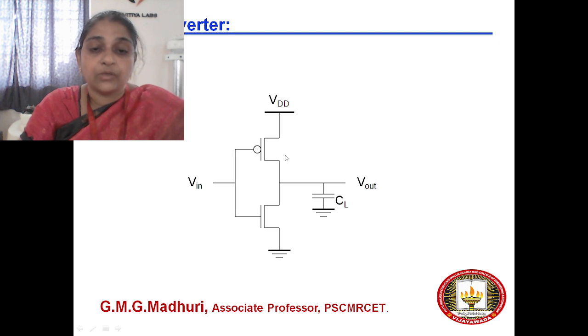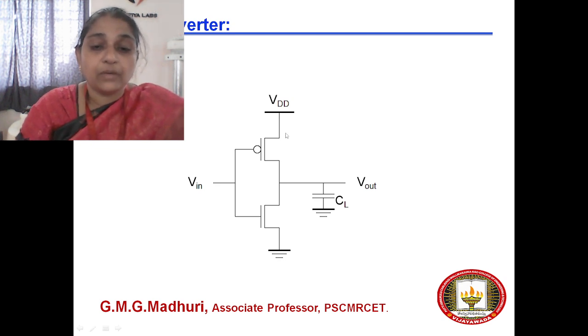The CMOS inverter consists of one input and one output, and here you make use of one PMOS transistor and one NMOS transistor. Looking at the connections, the input is connected to the gate of the PMOS transistor as well as the gate of the NMOS transistor, and the output is collected across the drain of the PMOS transistor and the drain of the NMOS transistor. VDD is connected to the source of the p-type transistor and the ground is connected to the source of the n-type transistor. So this is the circuit connection of the CMOS inverter.